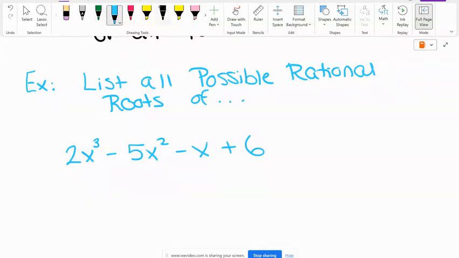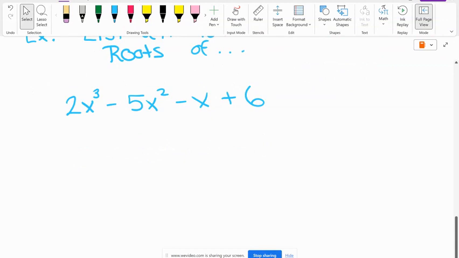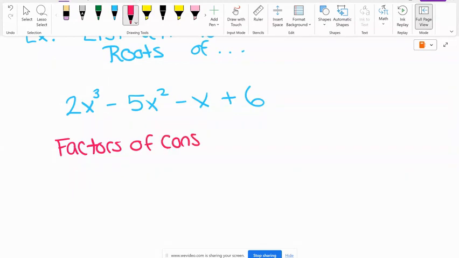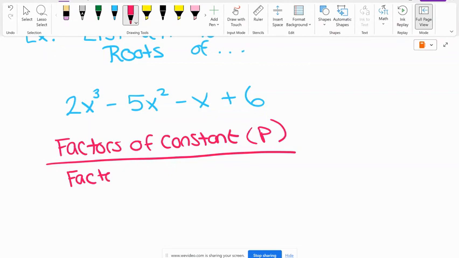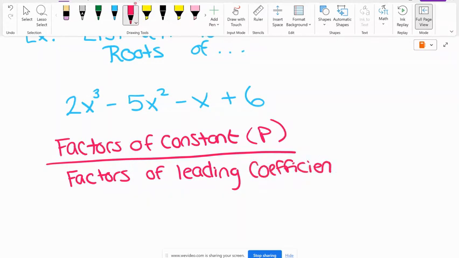The way we're going to do this is we are going to take factors of the constant, which we call P, over the factors of the leading coefficient, which we call Q. So when I say P over Q, I'm saying factors of the constant over factors of the leading coefficient. Write it down and I will show you.